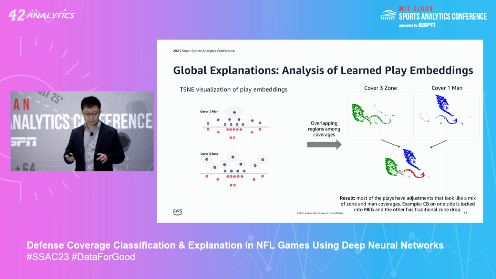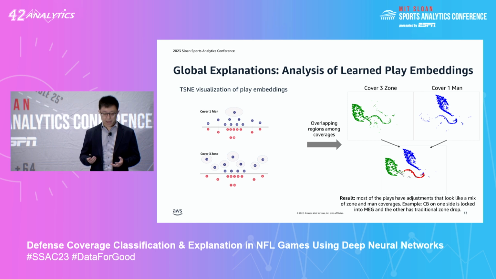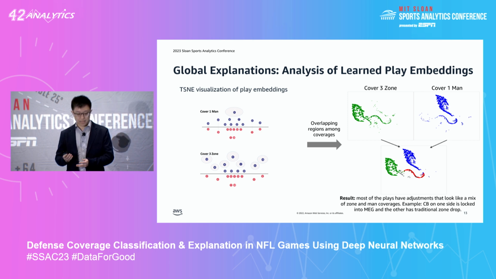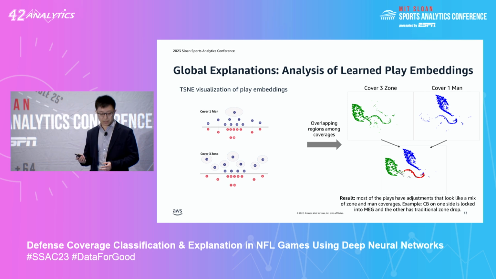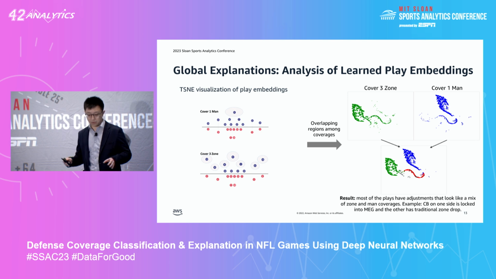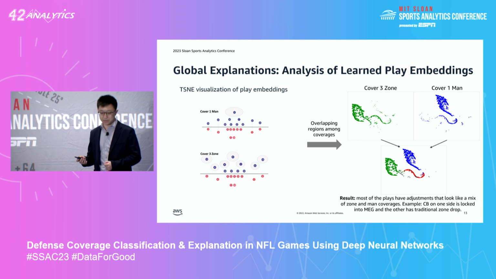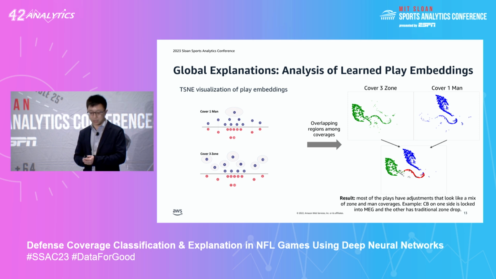Remember that cover 1 man versus cover 3 zone are quite similar. The main difference is on the leftmost and rightmost cornerbacks. Are they in man coverage or zone coverage? But for this example play in this overlapping region, we identify that the cornerback on one side is locked into man everywhere he goes, and the other cornerback has a more traditional zone drop. So this combination explains the model's confusion.